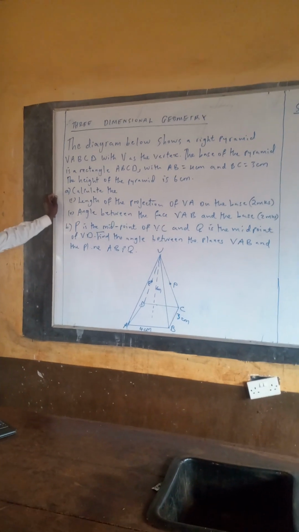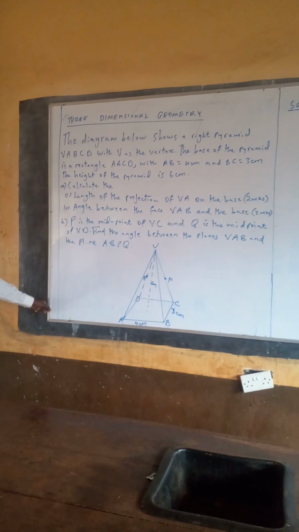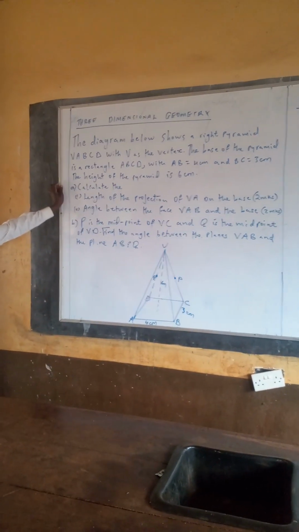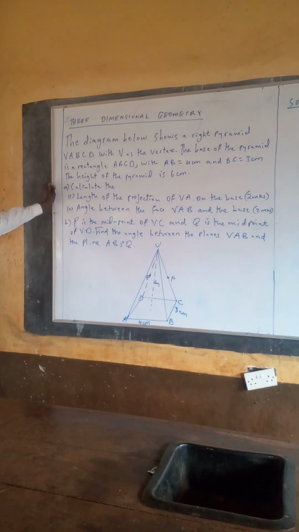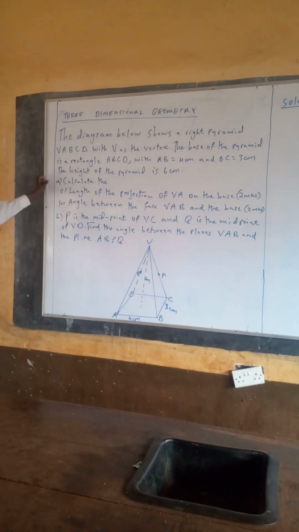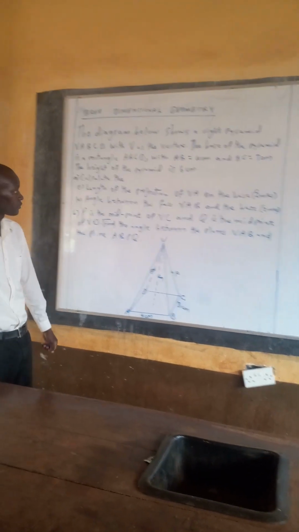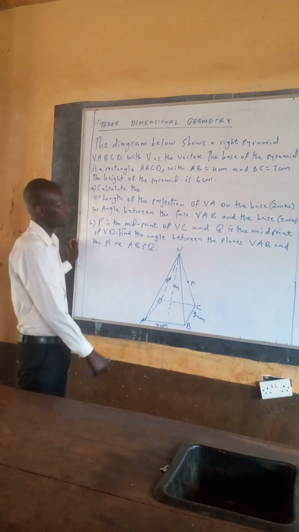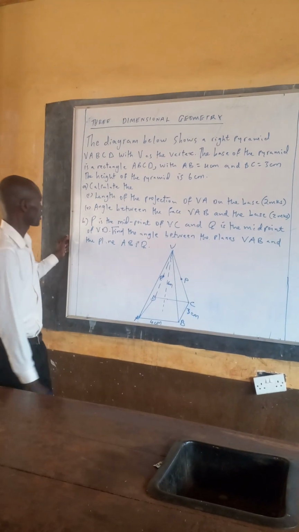Today we shall be discussing three-dimensional geometry, and we shall have this sum, which says that the diagram below shows a right pyramid VABCD, with V as the vertex. The base of the pyramid is a rectangle ABCD. This one is A, this one is B, this one is C, this one is D, with AB 4 centimeters. AB is this one, which will be 4 centimeters, and BC will be 3 centimeters.